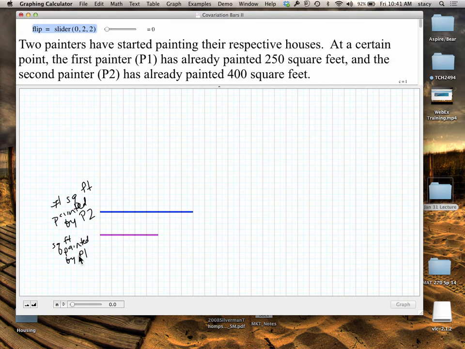Okay, so that's where we're at right now. They took their lunch break, they came back. They start painting again, okay? Now, let's say that after lunch break, painter 1 paints another 200 square feet. So I'm going to make that happen.